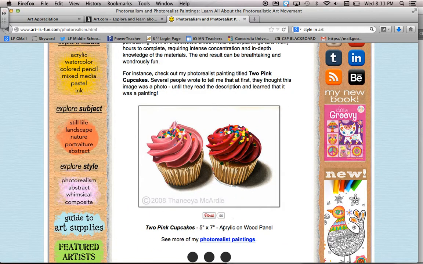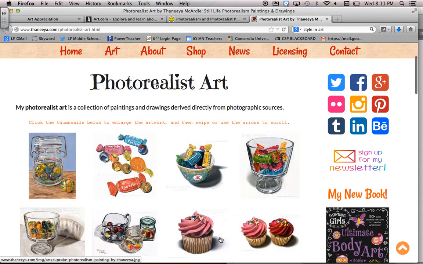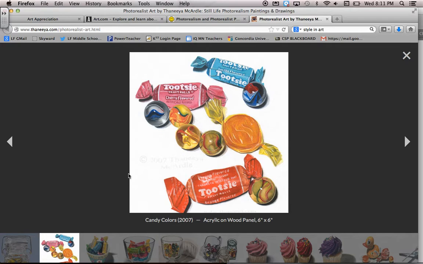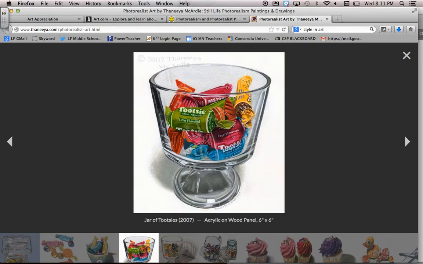So we can see more photorealist paintings. A couple examples would be the Tootsie Candies and the marbles. Glass is super hard to paint, and this right here almost looks real. It's super hard to know if it is a photo or a painting. But here it says at the bottom, Jar of Tootsies, 2007. It is acrylic on a wood panel, 6 inches by 6 inches.